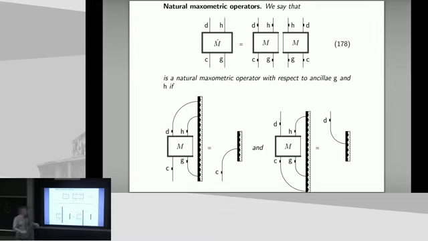Okay. So I always join the ancillary systems to the mirror, and then in one expression I leave the incoming system open, and in the other expression I leave the outgoing system open. Okay.